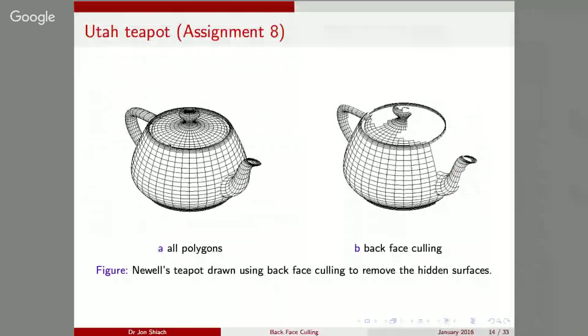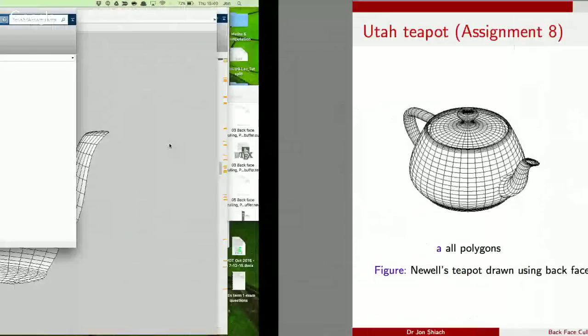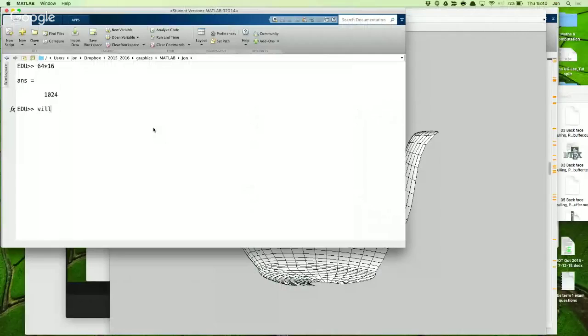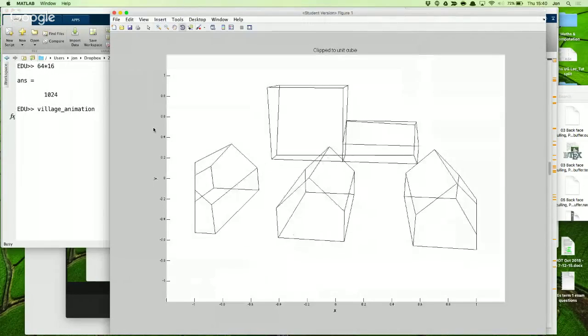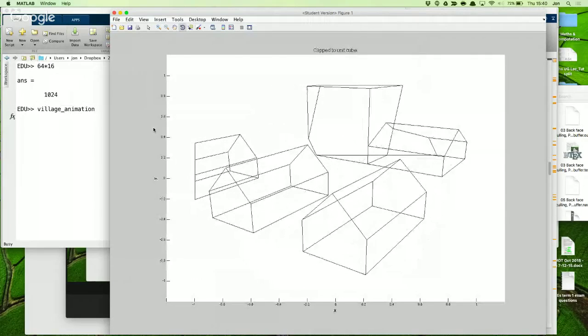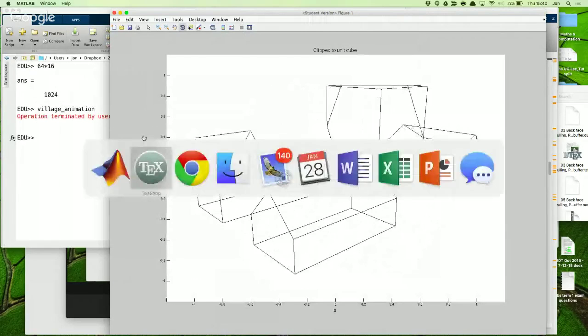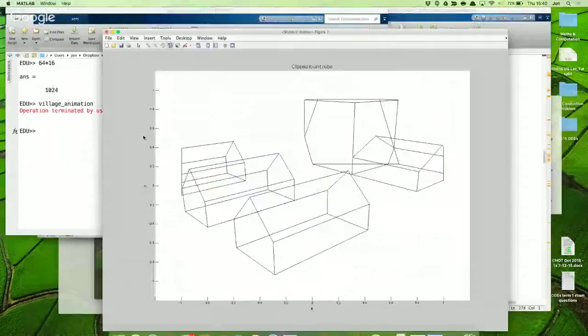In the first section with back face culling, I really overemphasised the point that any polygons facing away from the viewer are ignored. What I just want to show you is that village animation, but this time I've still got it without back face culling. So I'm going to bring up the village animation.